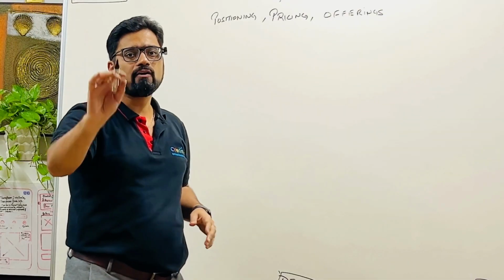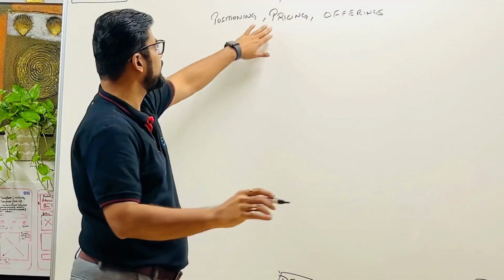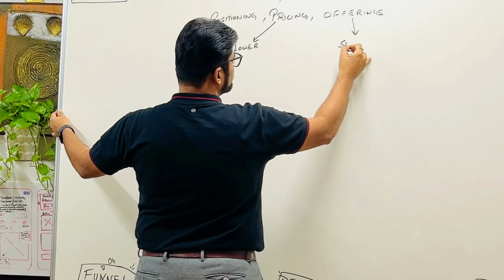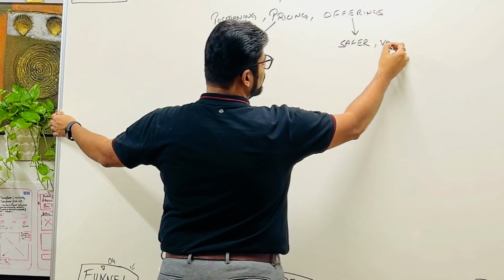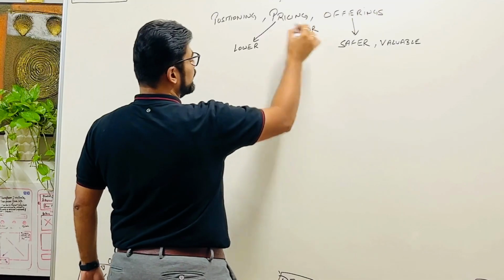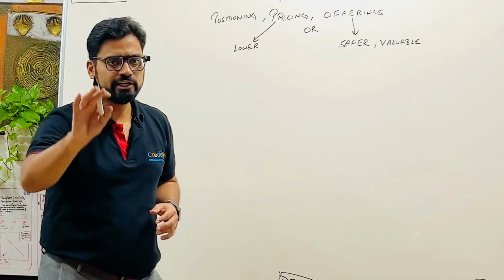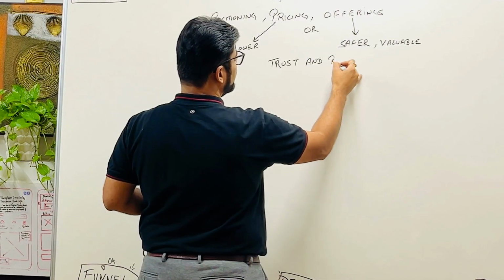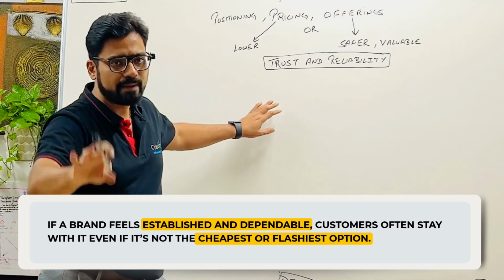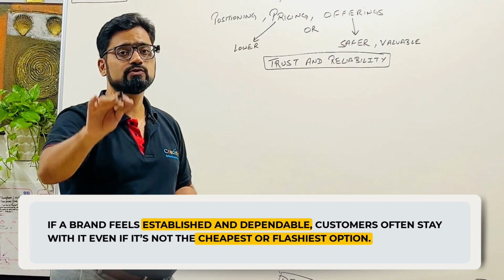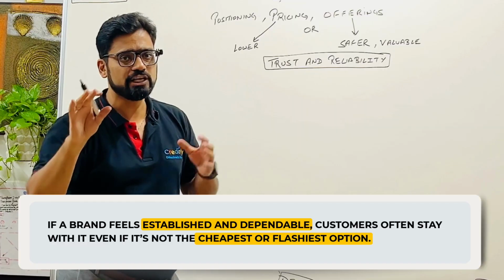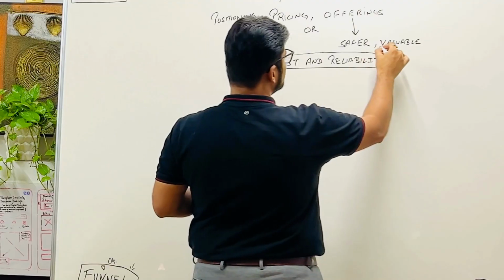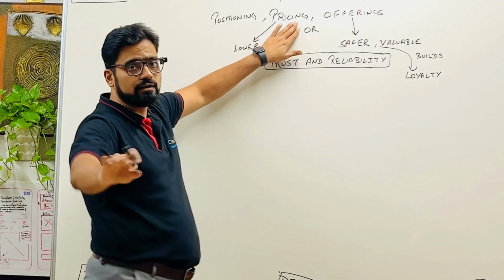So ask yourself, are competitors winning because their pricing is lower, or is their offering safer and more valuable? You need to see exactly what is happening. In markets like the UK, this is especially true. People put a big premium on trust and reliability. If a brand feels established and dependable, customers often stay with it, even if it's not the cheapest or the flashiest option. The sense of safety builds loyalty, and it's something price alone can't buy.